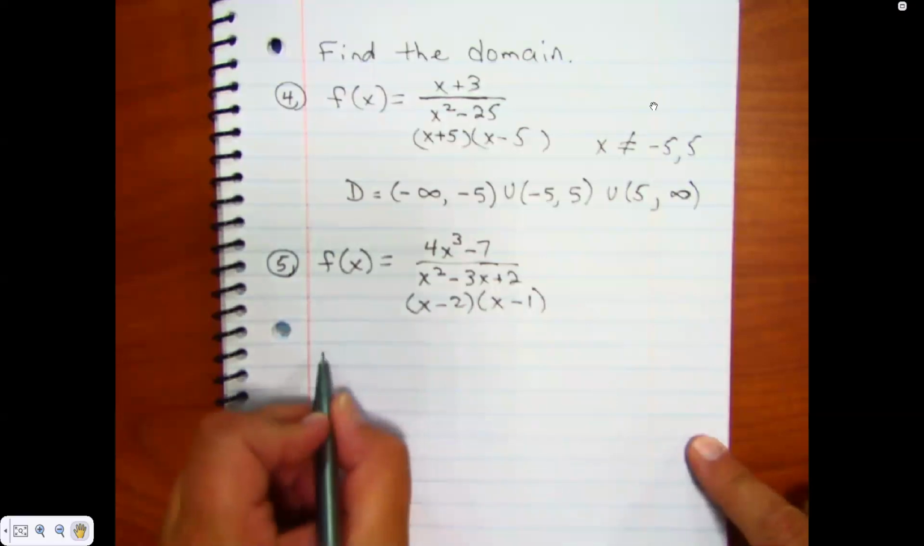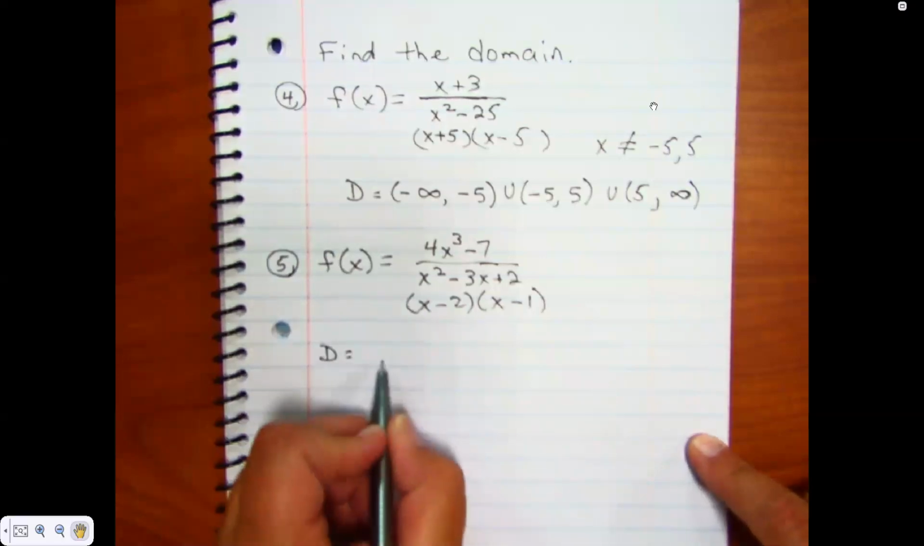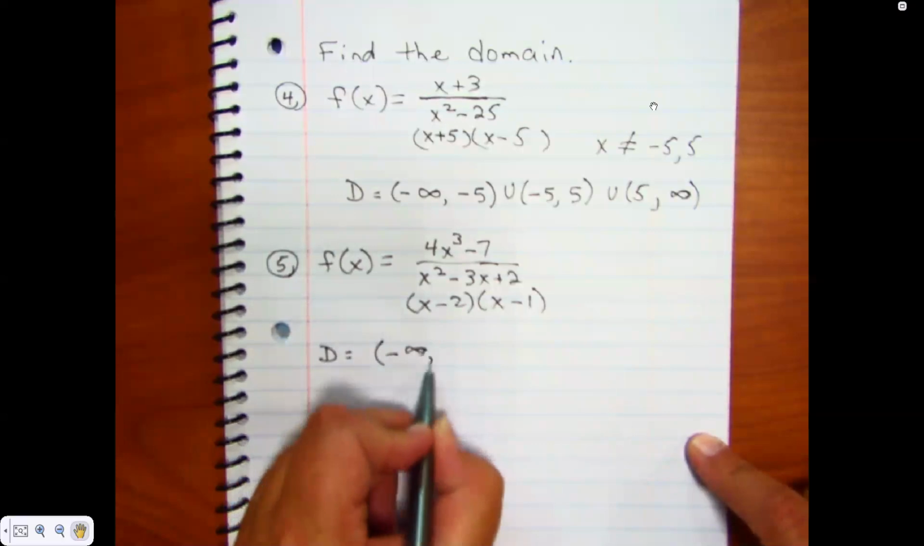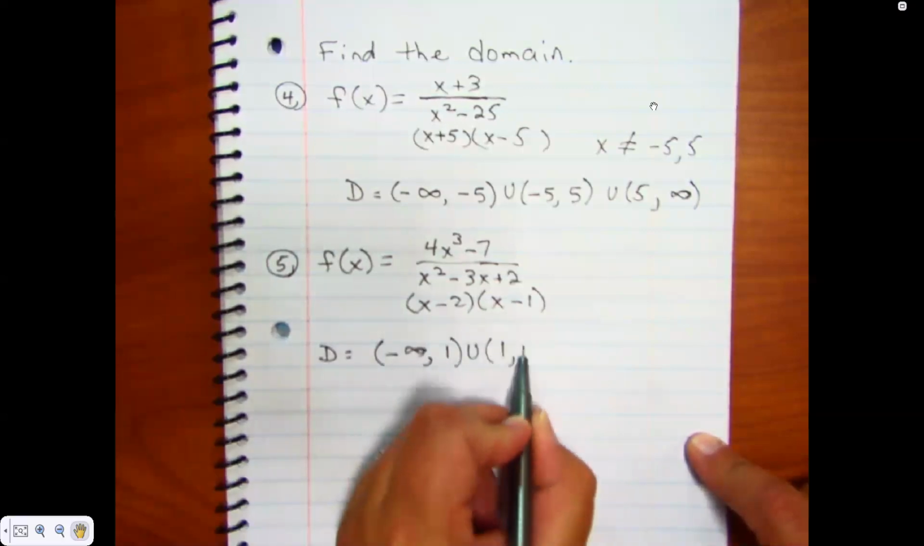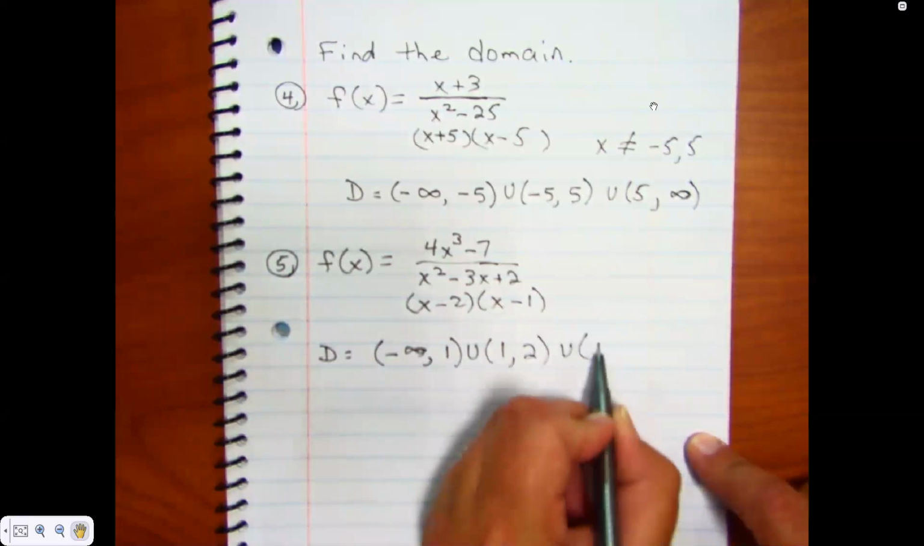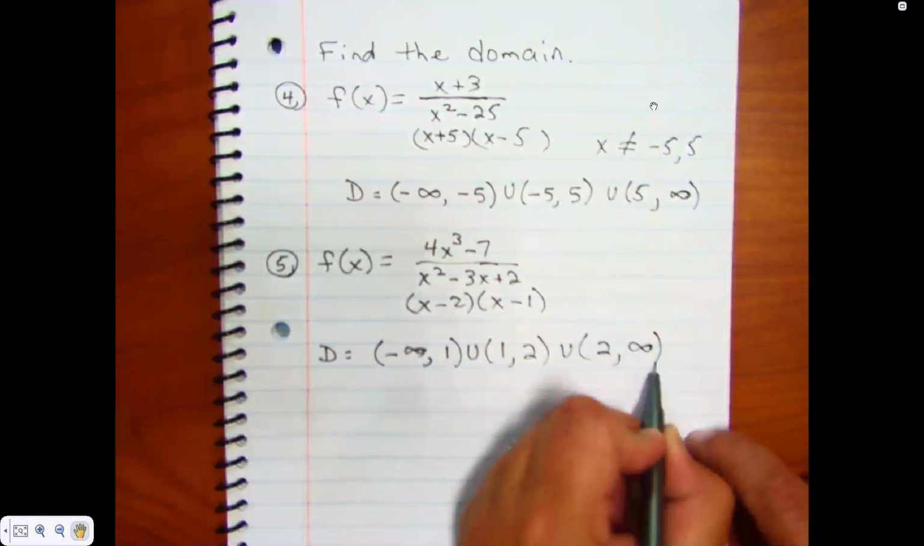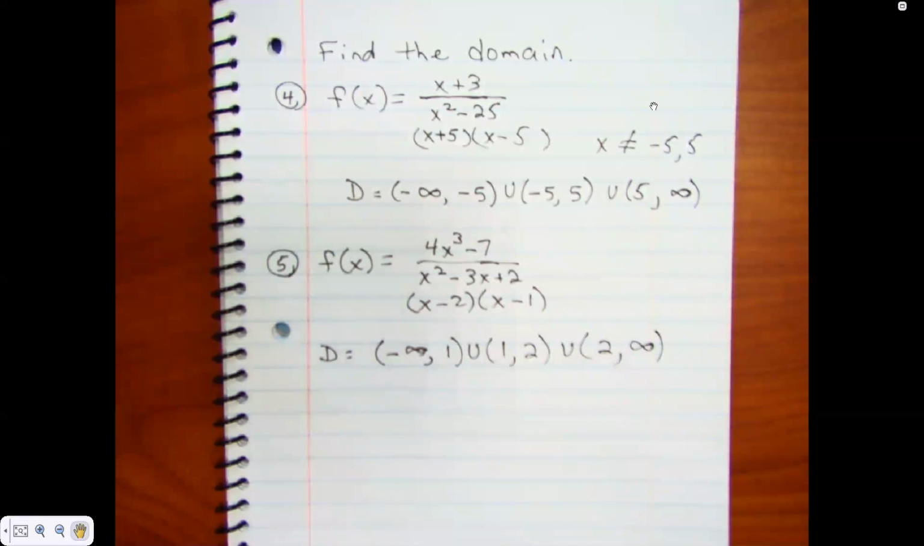So domain is negative infinity up until 1. And then between 1 and 2 is okay. And then 2 to infinity. Do we see where 1 and 2 is coming from?